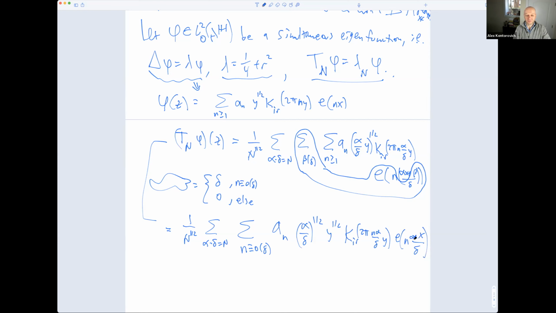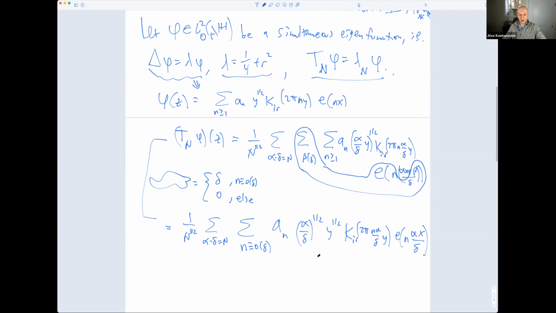Wait, are we trying to verify that phi will be an eigenfunction for the Hecke operators? I'm assuming that phi is an eigenfunction of all the Hecke operators. So I'm seeing what the consequences of that are. And at the moment, all I'm doing is putting in what the definition of the Hecke operator is. But now we had some simplifying things happen.